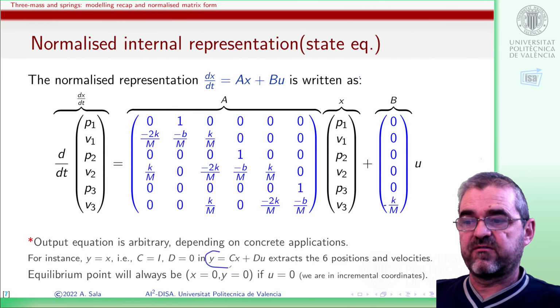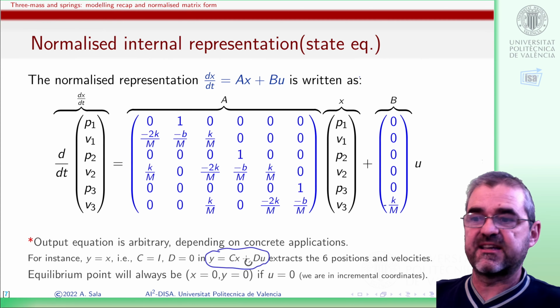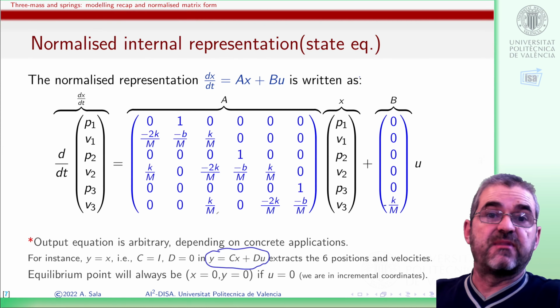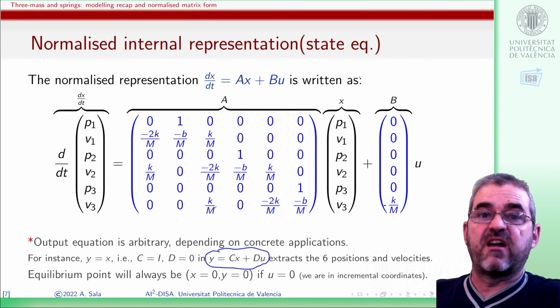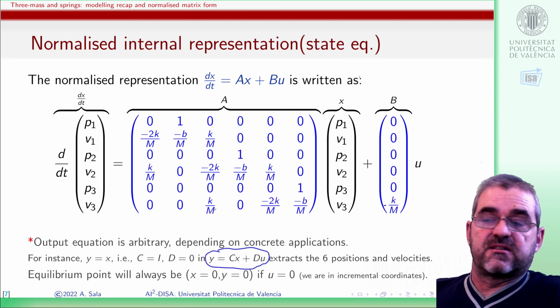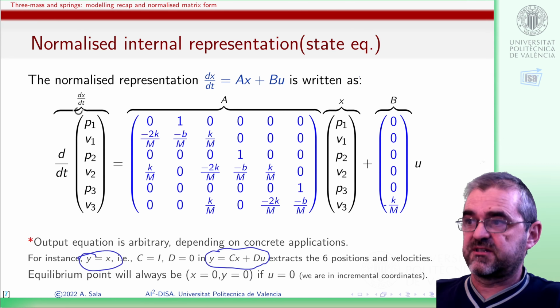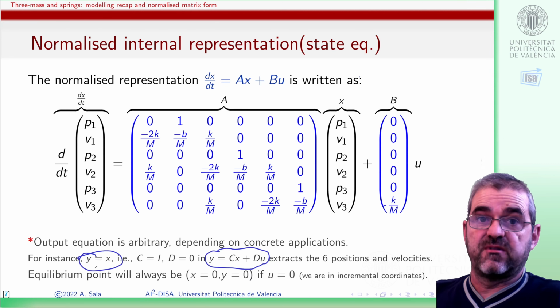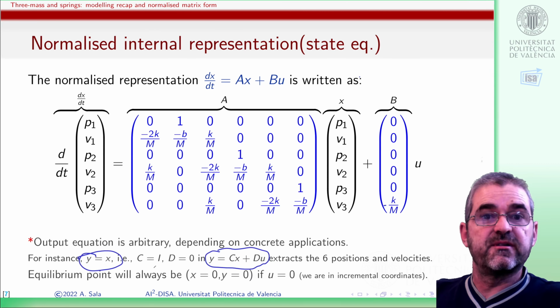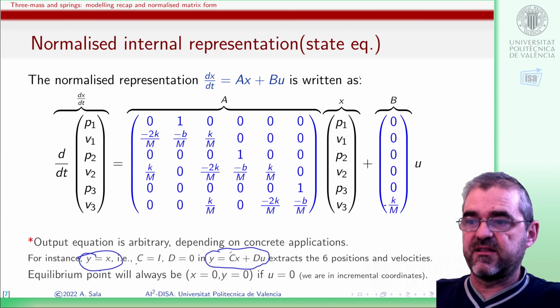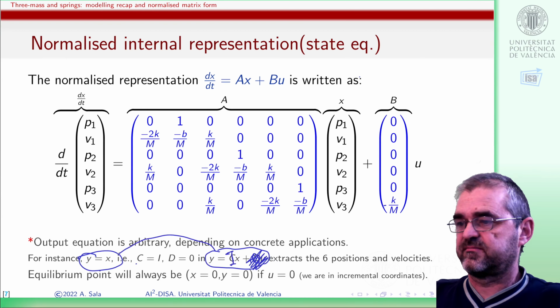Normalized representations also have what's called output equations, y equals Cx plus Du. So what's the output? Well, it depends on each application. I might be interested in the vibrations of mass 1, on the force of a spring 4, or whatever. For instance, if I am interested in all the positions and speeds, then the whole state vector, 6 things here, will be my output. In that case, I would type somewhere in MATLAB C as the identity matrix and D as 0, so that this will disappear and I will get this equation.